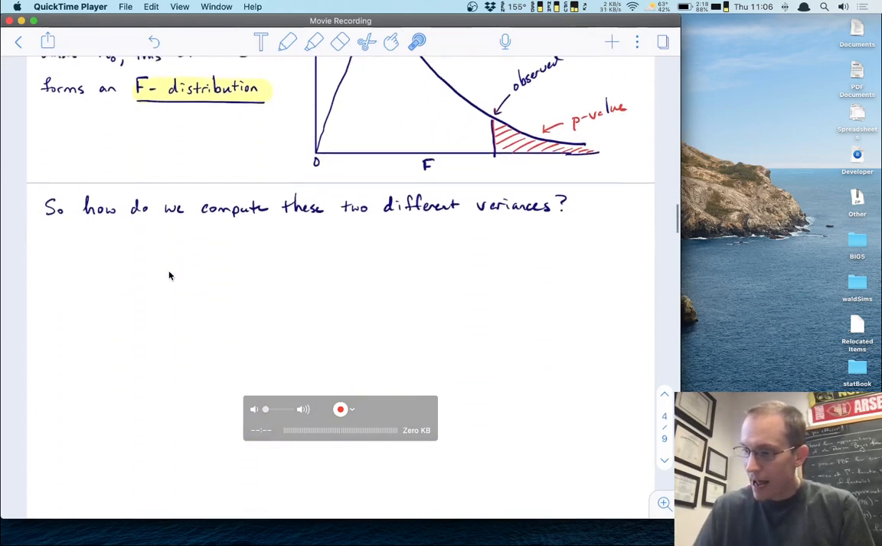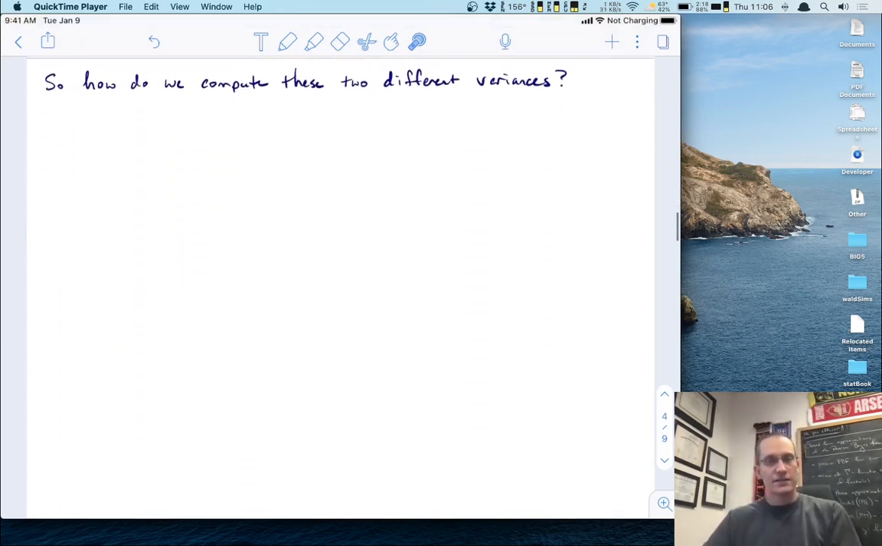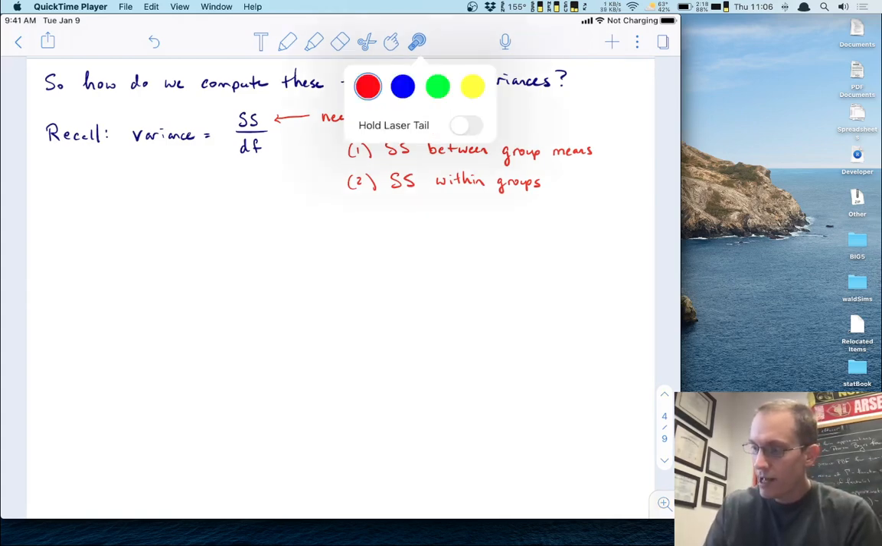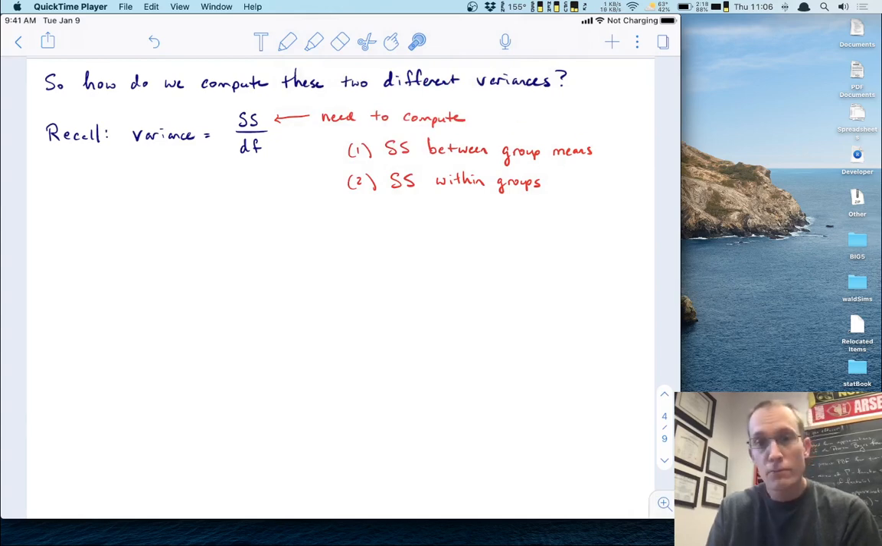So how does this work? How do we compute these two different variances? Once we've got that, the game is over. Well, what we need to recall is what variance is. Variance is the sum of squares divided by the degrees of freedom. That's just what it is. Go back to your first stats course, that's all it ever was. So that means we need to compute two different types of sums of squares, SS's. We need to compute a sum of squares between group means and a sum of squares within the groups. And then we'll take those and compute the variances from them.